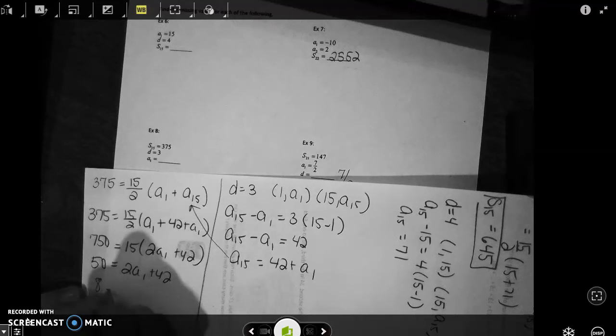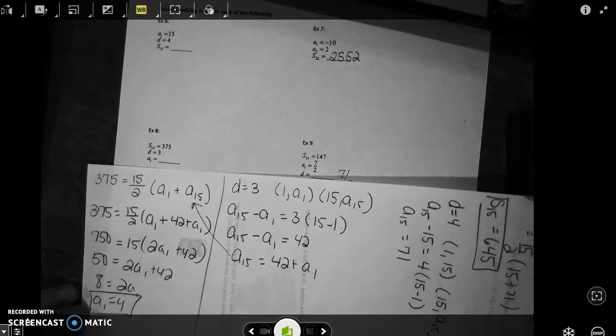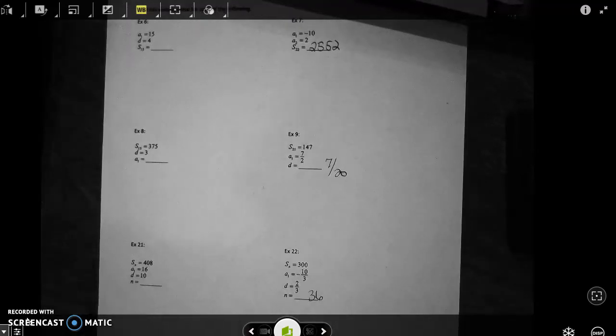And now when I keep solving, I'll be able to find A1, which was the goal of the problem. So A1 is 4. There's your answer to number 9, 7/20. So you could go back and look at that.